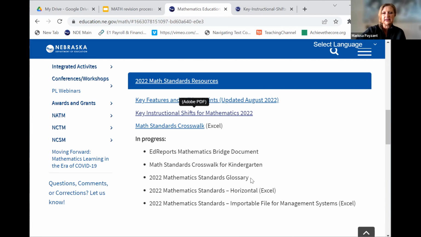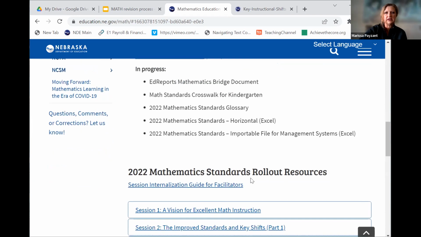We'll also have an updated math standards glossary to accompany the standards. It'll have all the terms that you'll see in there with just the common language. It's important to have common language around some of these terms, just so we're all talking about the same thing. We're also going to provide the standards in a horizontal Excel document. And then also in development, we're going to have an importable file so that school districts can take all the standards and upload them into, say, an Infinite Campus or something of that nature. So keep an eye out on this webpage. It's a good one to have bookmarked because this will change week by week as we develop these resources.